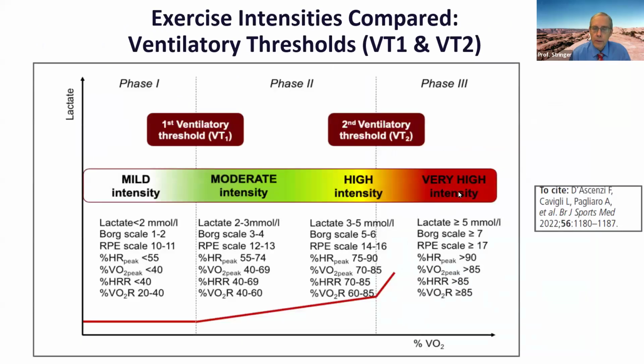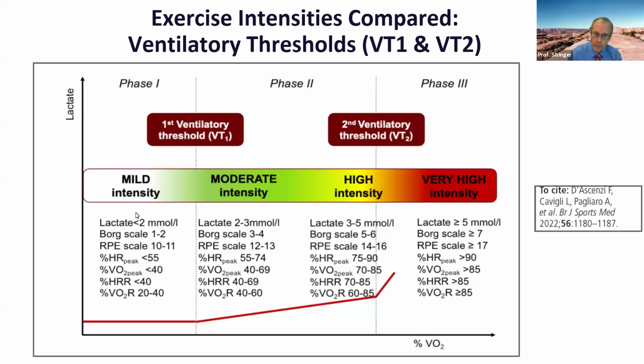Okay, there were questions about how to use the ventilatory thresholds in determining exercise intensity and training. So this article here is actually a really good article. It's British Journal of Sports Medicine in 2022, Decensi. I recommend pulling it and reading it top to bottom. So what they try to do is the lactate is on the y-axis and the percent VO2 from low to high is on the x-axis.